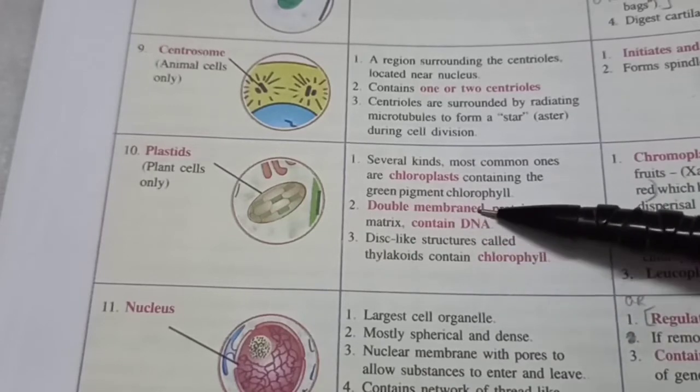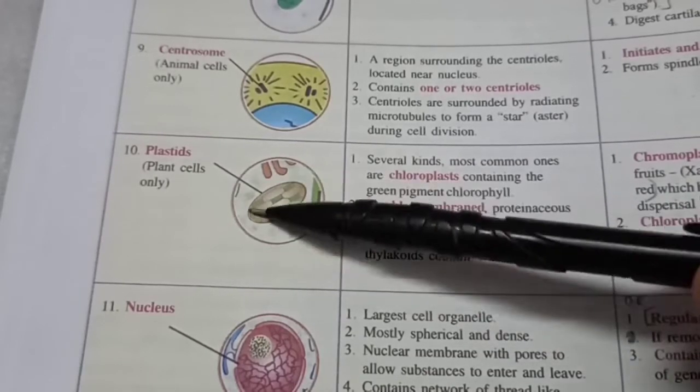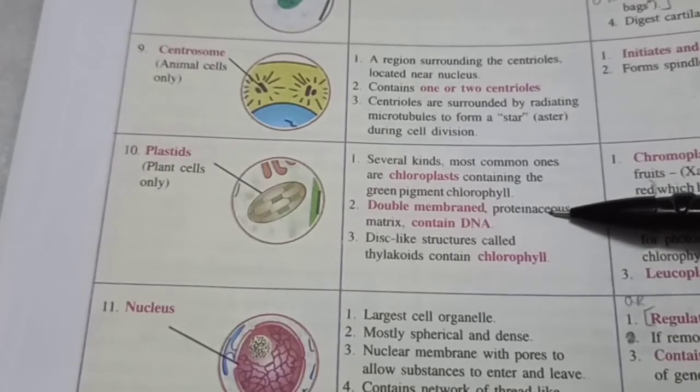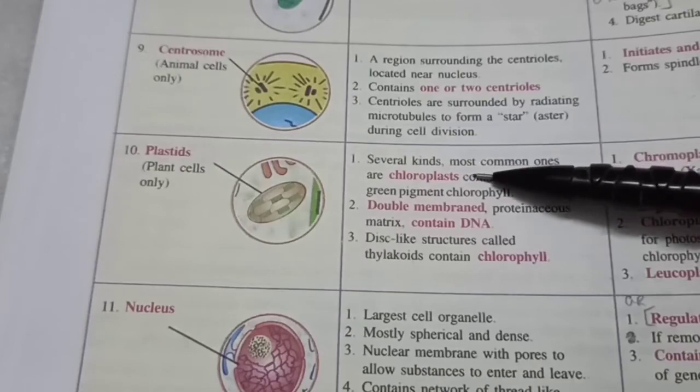The plastids are double membraned. They have a proteinaceous matrix, that is the fluid filling them is proteinaceous, made of proteins, and like the mitochondria, even chloroplasts contain their own DNA. So they are also semi-independent.